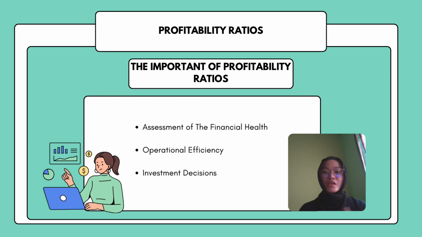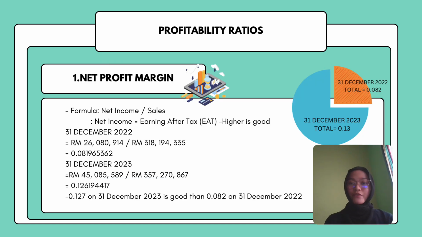For the investment decision, investors use profitability ratios to assess the attractiveness of the company's stock. Ratios like ROE and ROI help determine whether the company generates adequate returns to its shareholders. Those ratios are used in making investment decisions and evaluating potential returns on investments. Now I will proceed to the calculations of the profitability ratios.